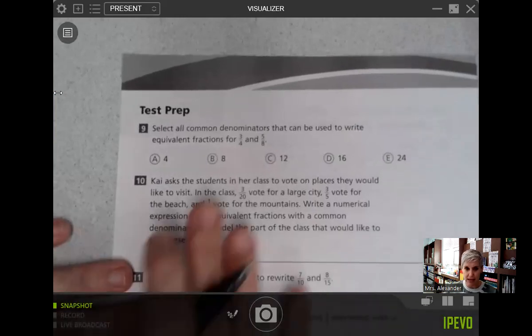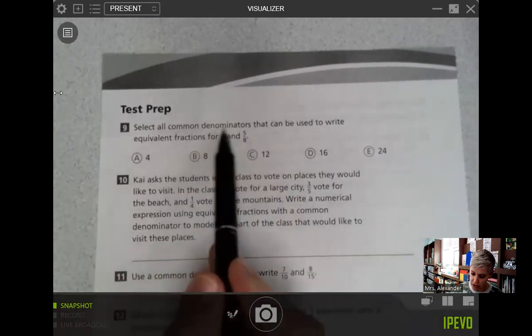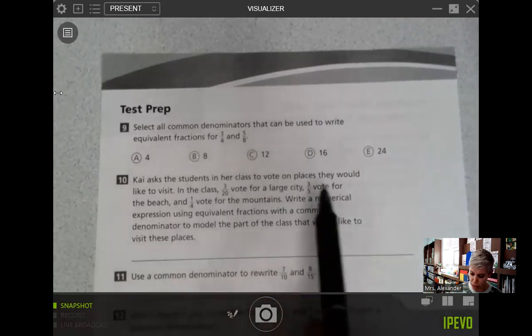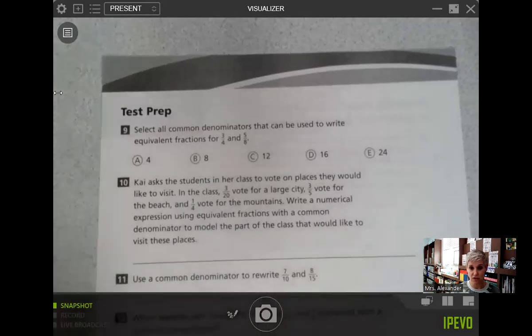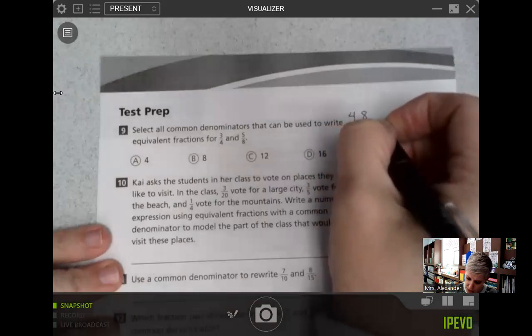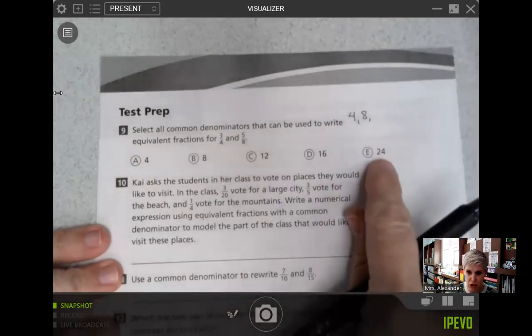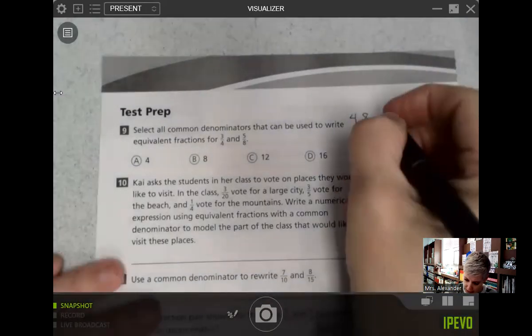If we go to the back, test prep. Our test is tomorrow. This is it, last lesson of this module. We're going to select all the common denominators that can be used to write equivalent fractions for 4 and 8. So if I have to choose all of them from this list, I'm going to list out my multiples, 4, 8, 12. My last choice is 24. So I want to go out far enough that I am at or past 24 with these multiples.